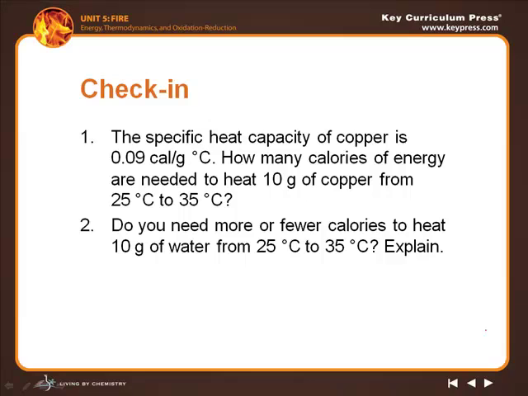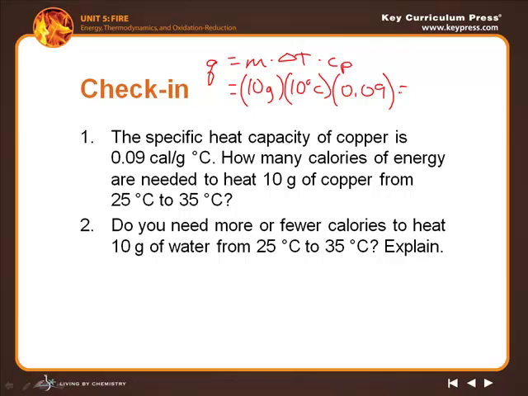Let's say the specific heat capacity of copper was 0.09. How many calories of energy are needed to heat 10 grams of copper from 25 to 35? So what equation do I need for this? The same one. It begins with the letter Q. Q equation: mass, change in temperature, specific heat capacity. The mass is how many grams for this copper? 10 grams. Change in temperature goes from 25 to 35, which is a difference of 10. And the specific heat capacity of copper is 0.09. If we multiply these together, 0.09 times 10 times 10, that equals 9 calories. That's all you have to do for a problem like this.